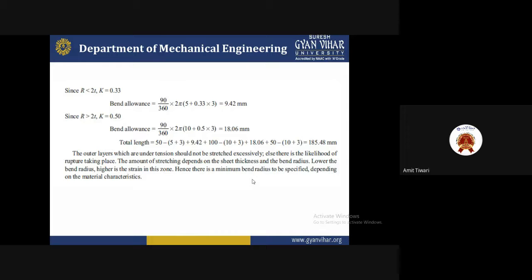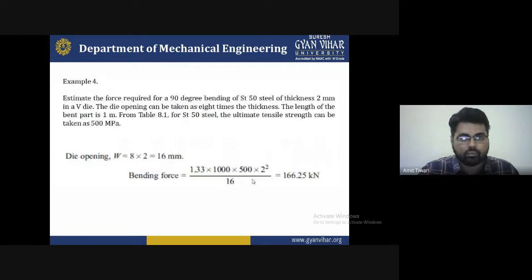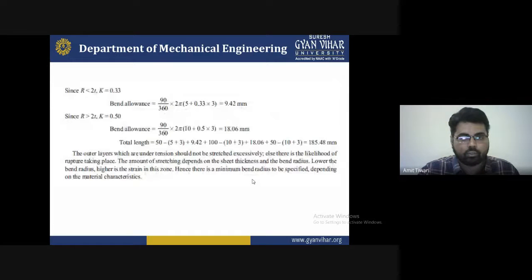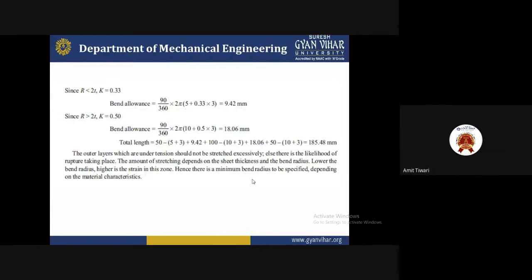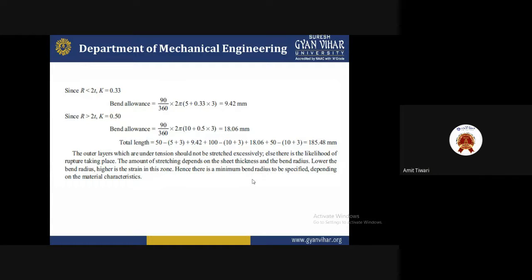It totally depends upon the material characterization: what material we have selected, and during the selection of that material, what procedure we have to use for the bending operation. So these are some criteria we have to find out. That's why we select the two simplest terms. That is, R greater than 2T, K equals 0.33. Another one is R less than 2T, K equals 0.50. So these are the differences in K, understanding the greater and less than R.